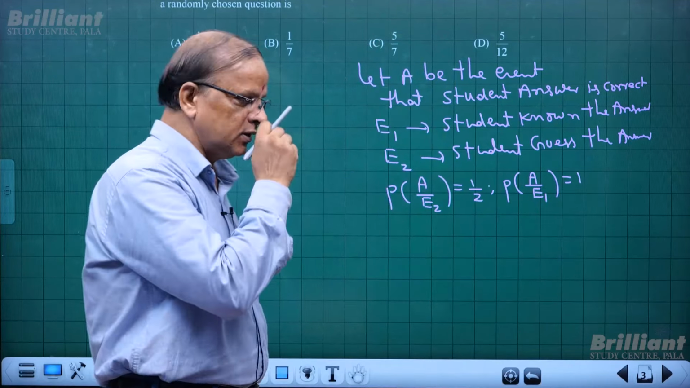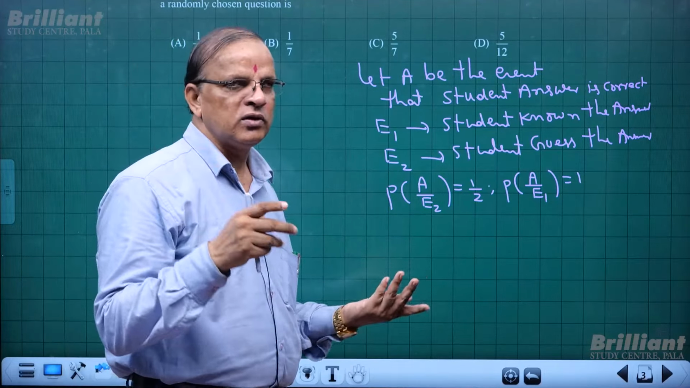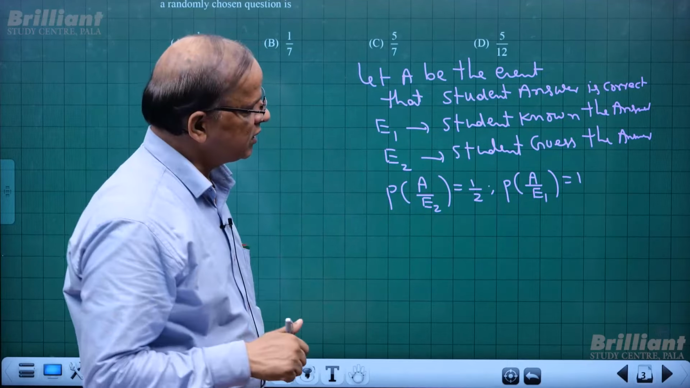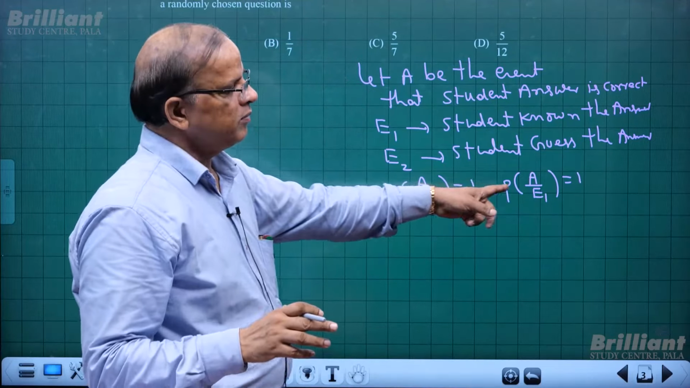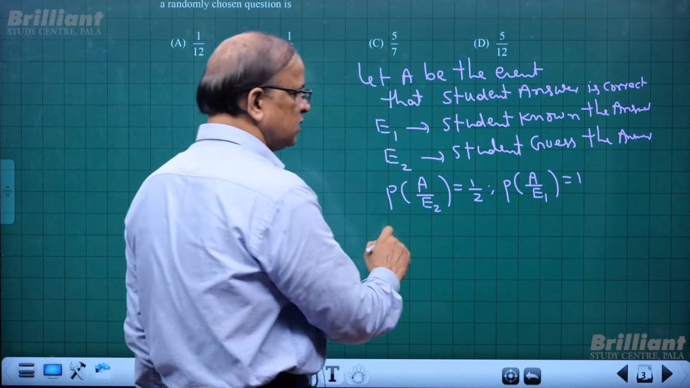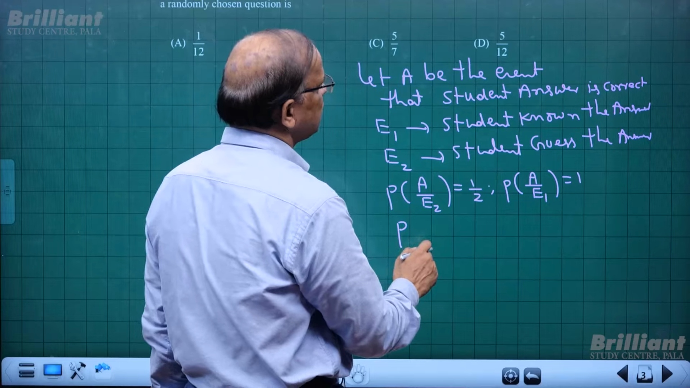Perfect. Right. So a guess is either 0 or 1 case. That is, out of 2, 1 is correct. That is 1 by 2. Right. So for known, the success probability is 1. Now here he is asking P of E1, right?